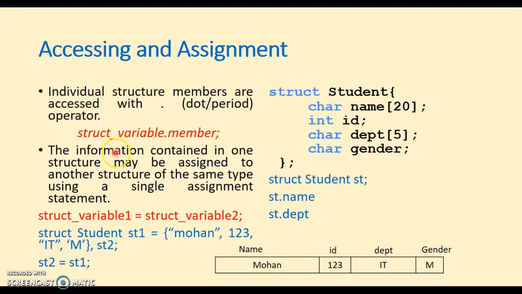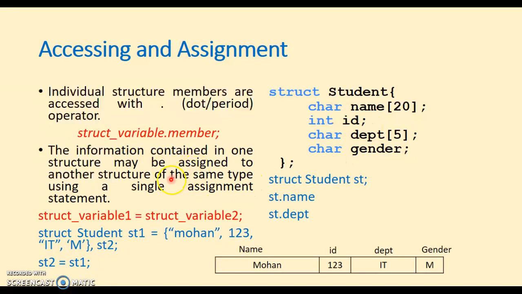The general syntax of accessing a structure member is struct variable dot member or field. For example, here we have a student structure. Here I am creating one structure variable of student, st dot name, st dot department, st dot gender, st dot id. Like that, we can access each and every field of a structure.